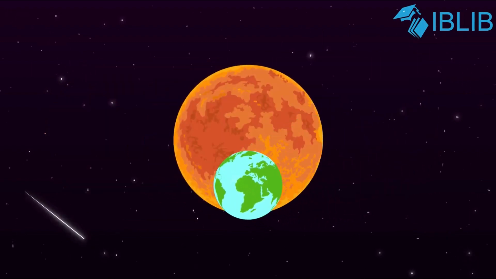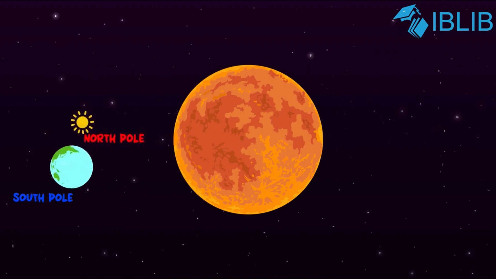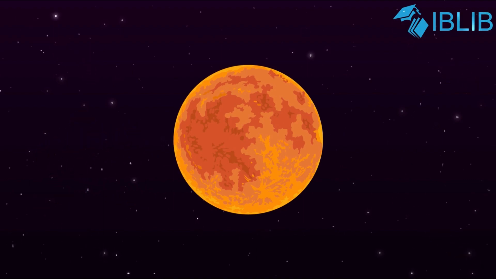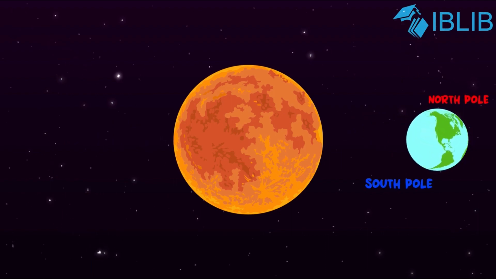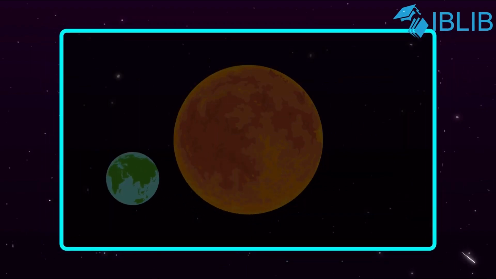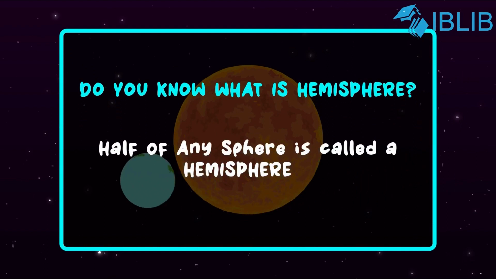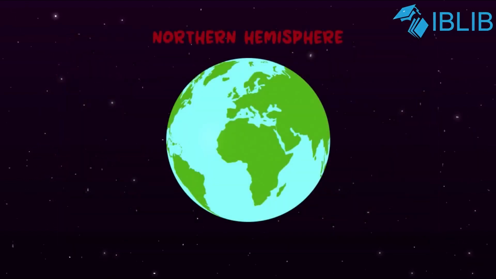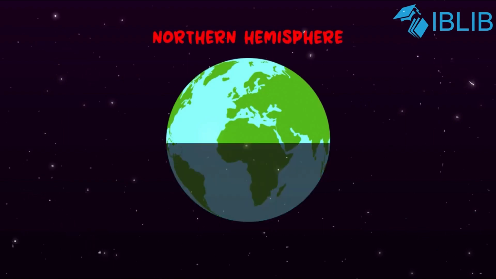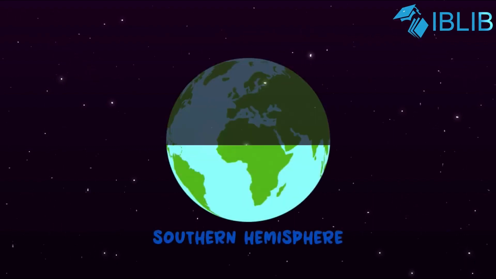So when the North Pole tilts towards the Sun, it's summer in the northern hemisphere. And when the South Pole tilts towards the Sun, it's winter in the northern hemisphere. Do you know what hemisphere is? Half of any sphere is called a hemisphere. The northern hemisphere simply means the northern half of the Earth, whereas the southern hemisphere simply means the southern half of the Earth.